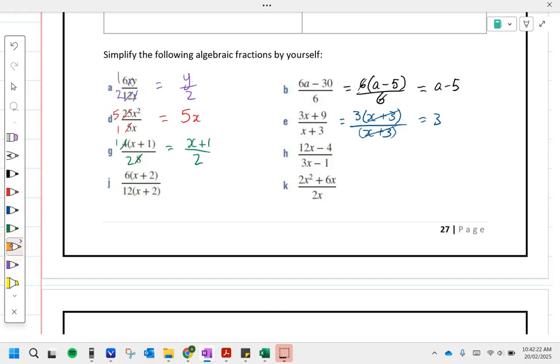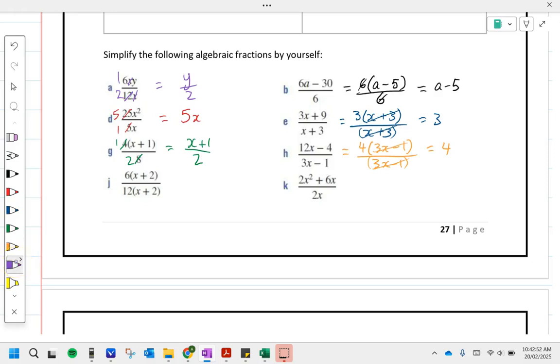Question H. Our top is not factorized, but we can factorize it. They're both divisible by 4. So let's take out a 4. 12x divided by 4 is 3x. Put our minus sign. 4 divided by 4 is 1 over 3x minus 1. Oh, denominator is not factorized. Let's put brackets. Oh, now it is. Let's cancel. Our answer is 4.